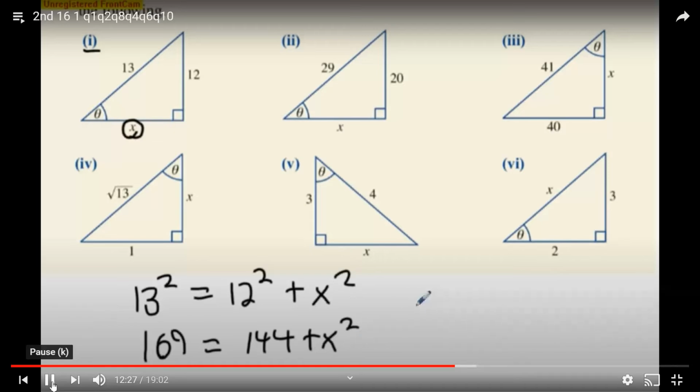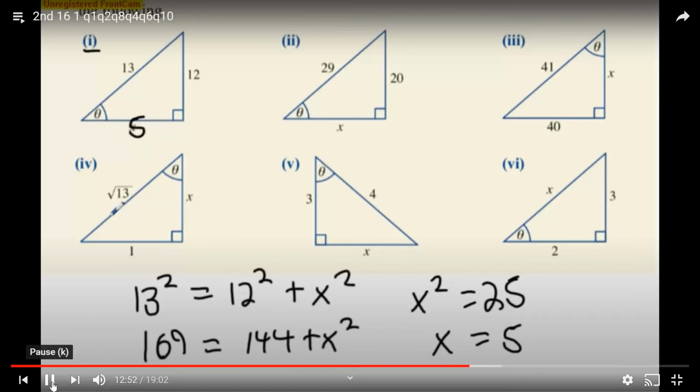We've got to move that 144 from the right hand side to the left hand side, or something similar. Take it away from the 169. So we're going to get 169, take away 144, which should be 25. Okay, so x squared equals 25. X therefore must be the square root of 25, which is 5. That makes the length of this one, the x value, 5.